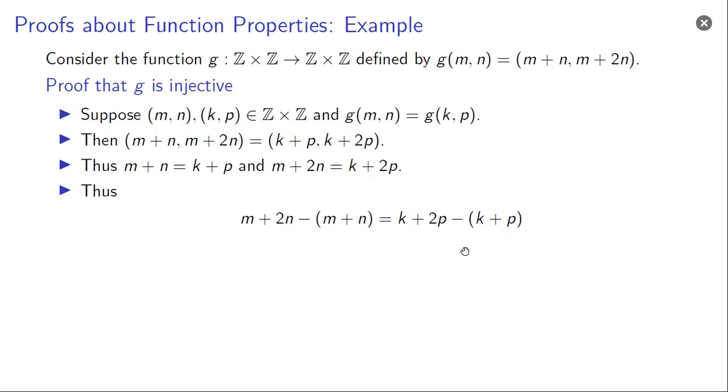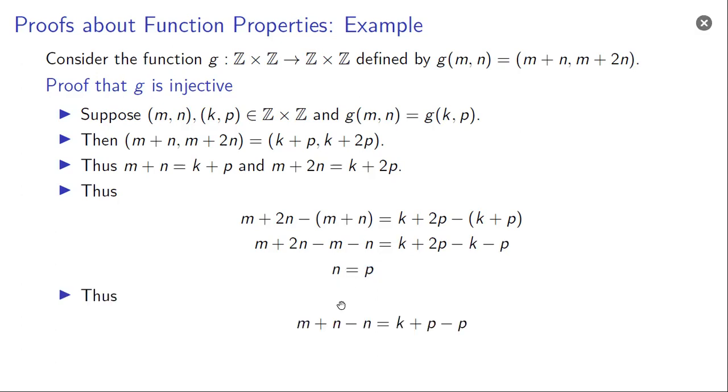Now, why do we do this? Well, you'll see in a second. So simplifying a little bit, we get m plus 2n minus m minus n is equal to k plus 2p minus k minus p. And simplifying, we see that we have an m and a minus m, so those cancel each other out. We have a 2n and a minus n, so that becomes just n. On this side, we have k and minus k, they cancel each other out. We have 2p minus p, that just becomes p. So we end up with n is equal to p.